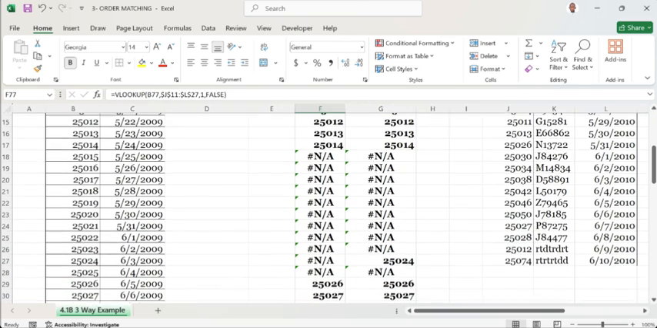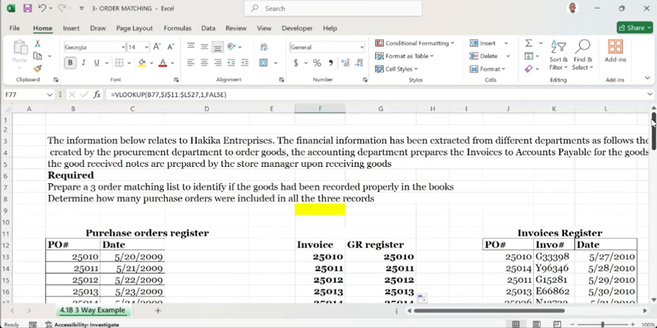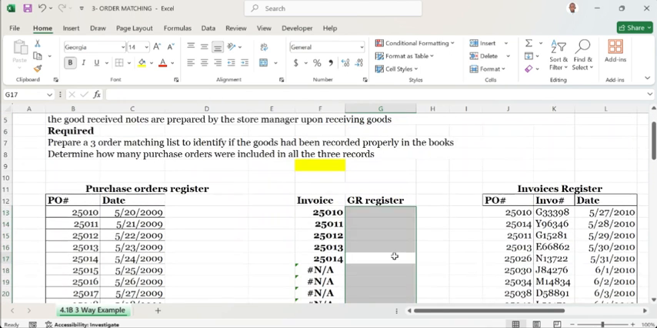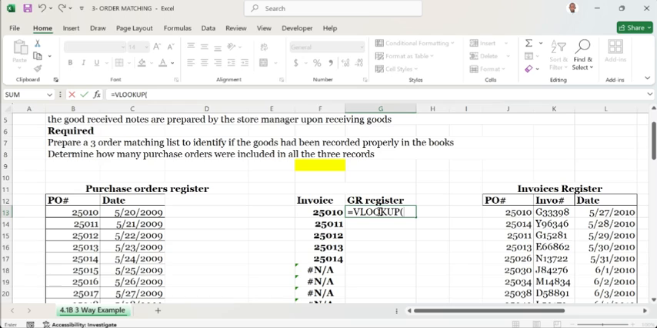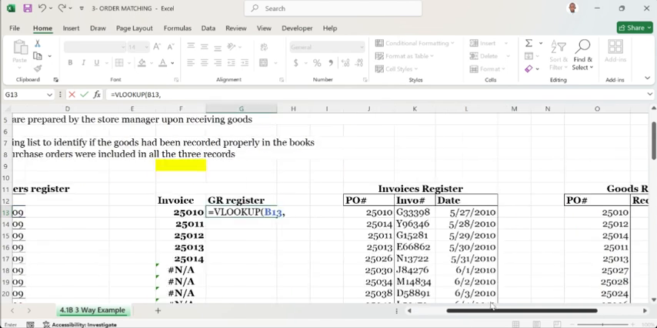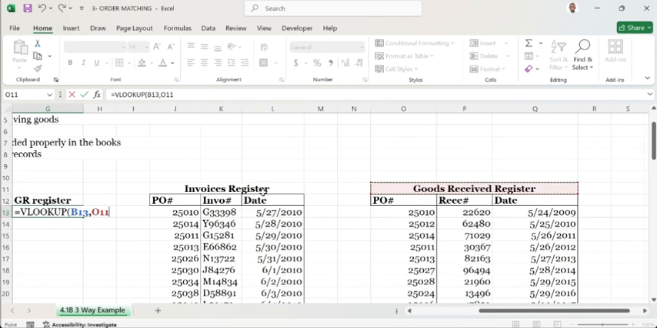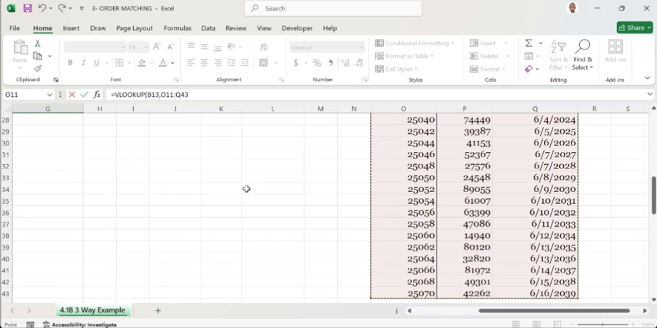Column index, which number? It is one. Okay, it's 1, comma, exact match. Enter. I get it. So meaning this purchase order was issued, it was invoiced, and it was shown on the goods receipt register. Okay, I drag it.